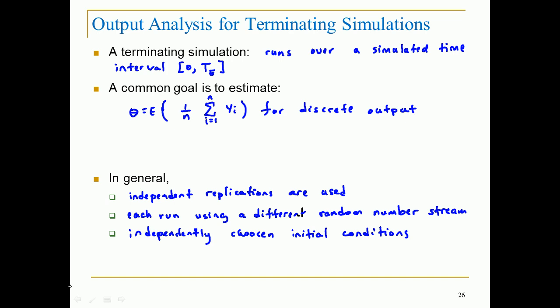So for terminating output analysis, in general, we use independent replications. Each runs using a different random number stream. Remember, we discussed how to generate random numbers. Every replication should use a different seed for those random numbers. And we have independently chosen initial conditions.